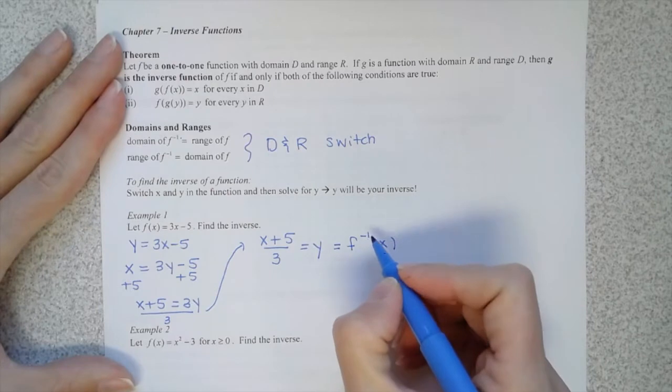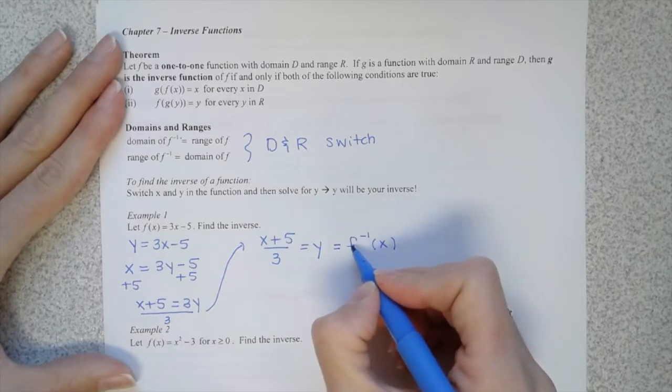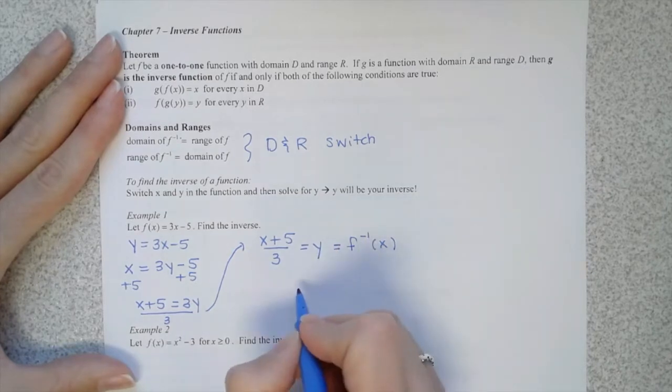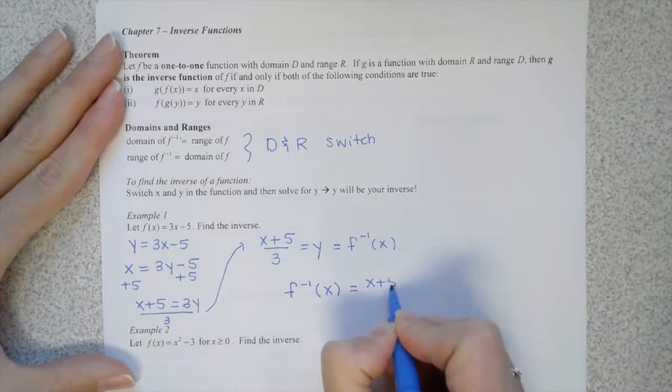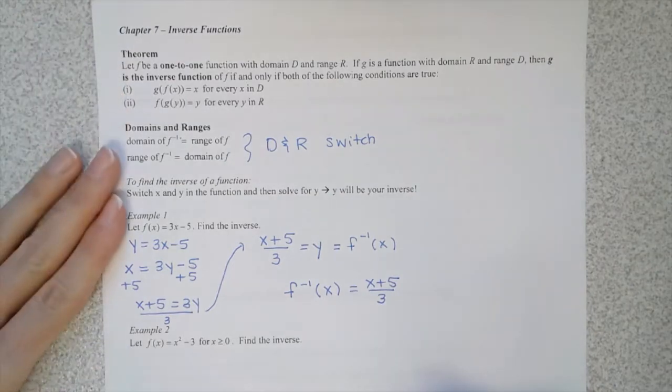Now this -1 does not act as a power. It is the notation for inverse. So whenever you see a -1 up in the exponent next to this f, that does not mean reciprocal. It means inverse. So your solution for the inverse will be f inverse of x equals x plus 5 over 3. Let's do it for a little bit more complicated function.